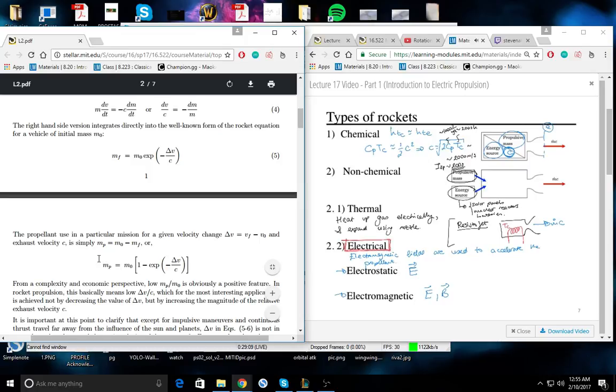Any questions? No questions? In Wednesday's class, we will derive the performance parameters of electrostatic thrusters. That would be lecture 18.